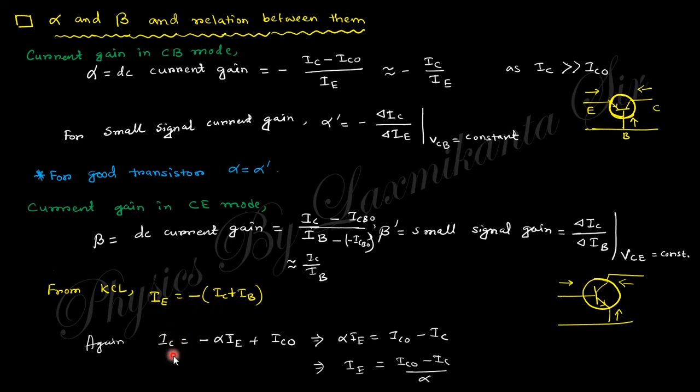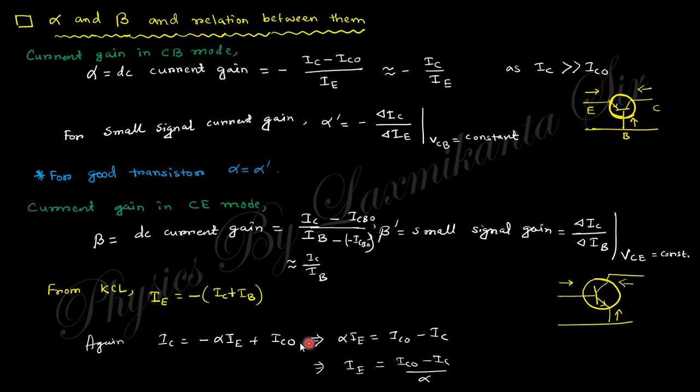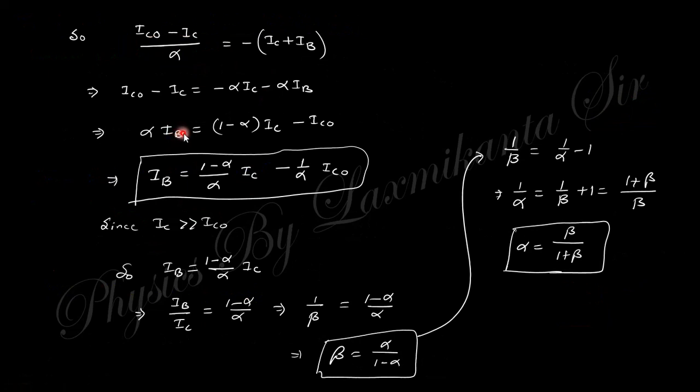So again, you know, IC equals to minus alpha IE plus ICO. I know this thing. So if you use this, that is the alpha IE equals to this one. If you compare these two relations, you can finally find out IB equals to 1 minus alpha by alpha IC minus 1 by alpha ICO. Since this alpha ICO is very small, you can write down this thing.